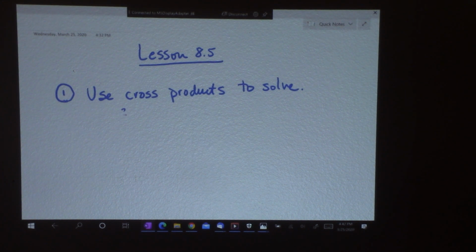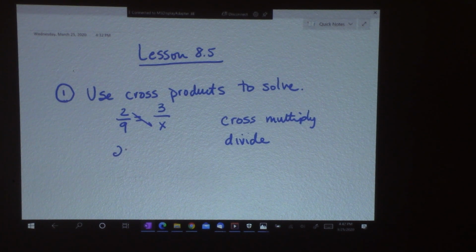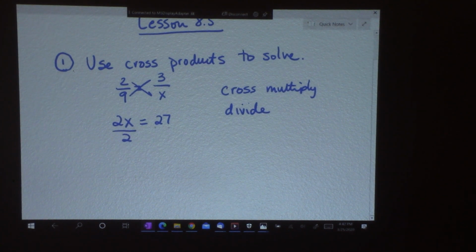Okay, so we have 2 over 9 equals 3 over x. To solve for x, I cross multiply and then I divide. So I would go 2 times x, which is 2x, and 9 times 3 equals 27. Now I want to divide to get x alone, and I get 27 over 2, which is 13.5.